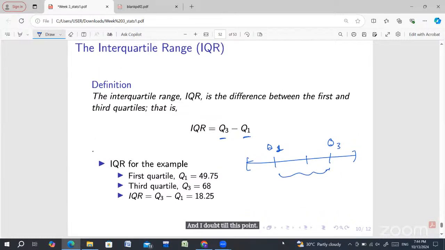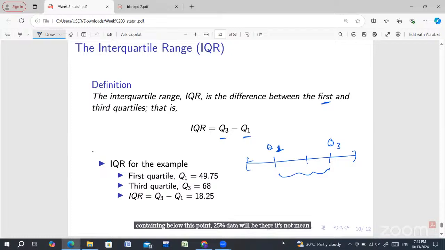What is Q1? Q1 is the first quartile. First quartile means, is it the mean of something? Mean of some values? The first quartile is such that below this point, 25% of the data will be there. It's not the mean.